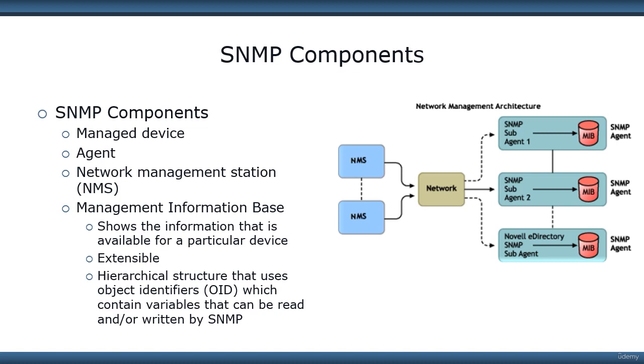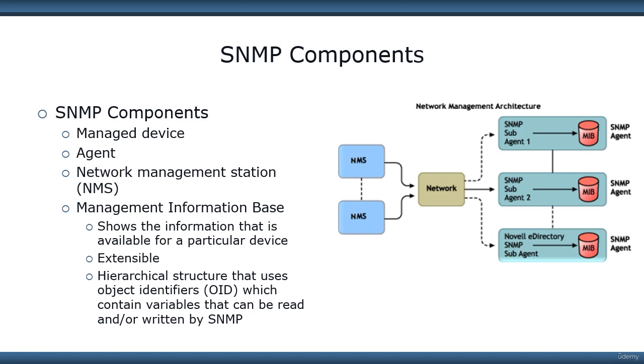Okay, so what are the components? Well, you have the managed device, and the managed device is a desktop, a server, a router, a switch. They are running an SNMP agent. That SNMP agent is, generally speaking, configured with what's called a community name, which is sort of like a grouping for these devices. That agent will then communicate back to a network management station, which is within that same community.